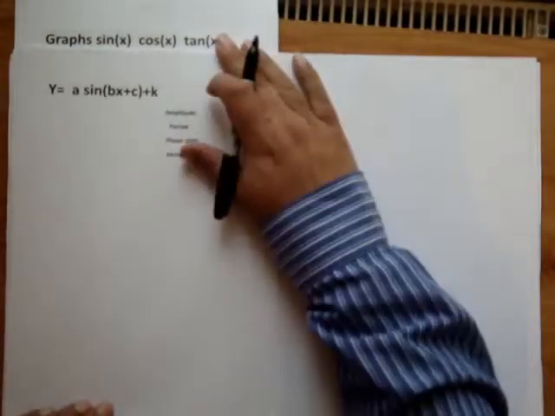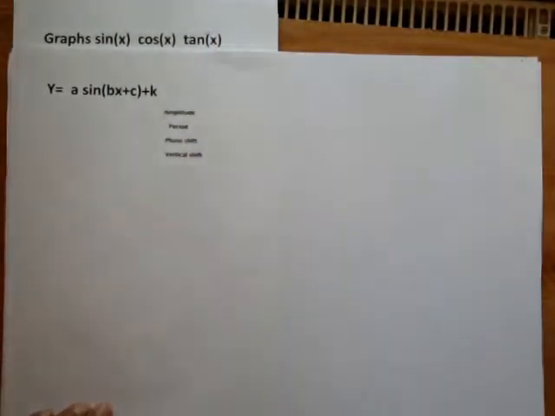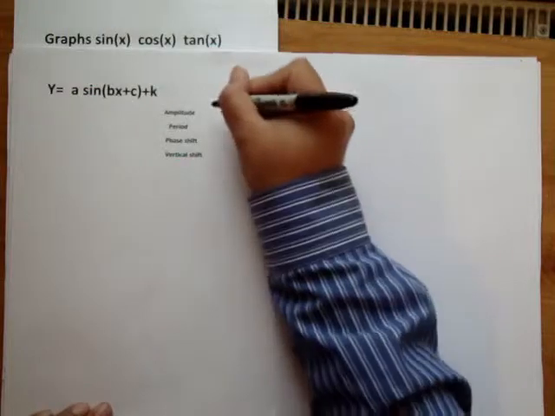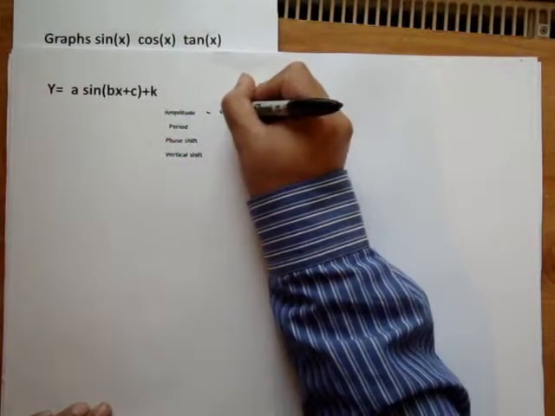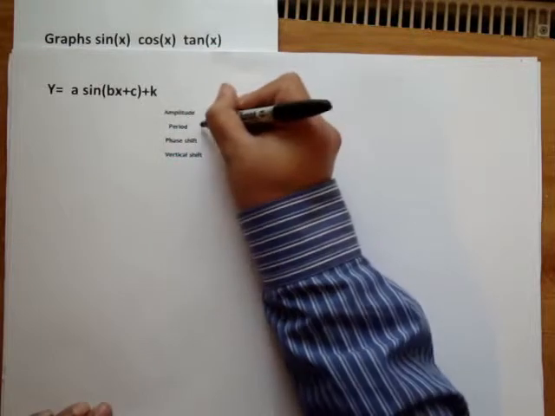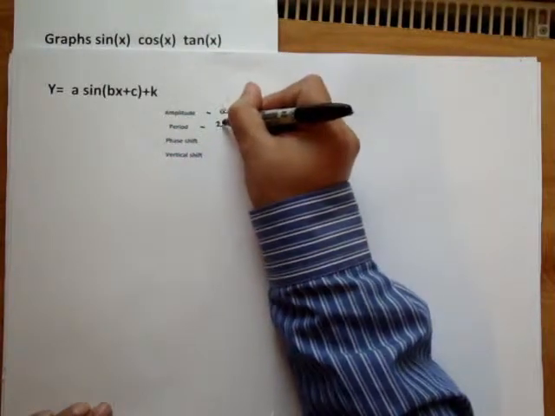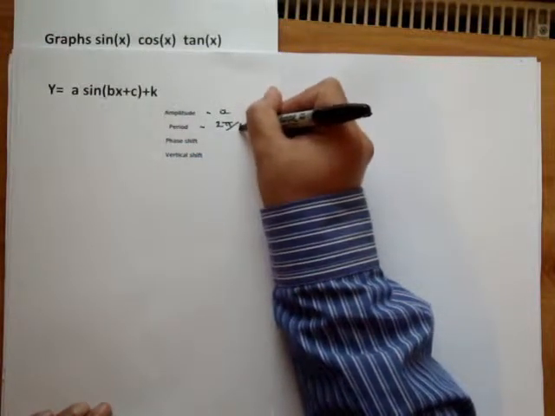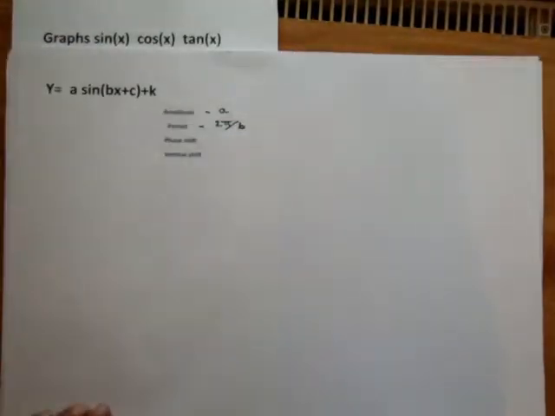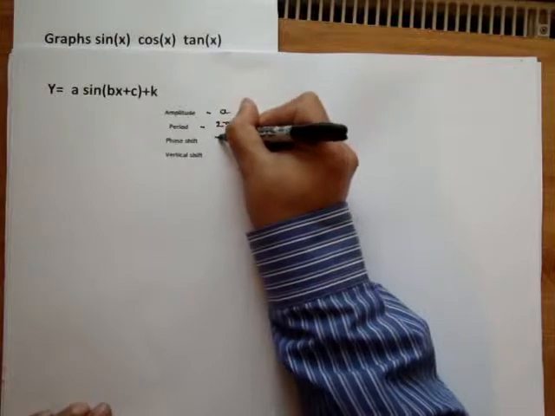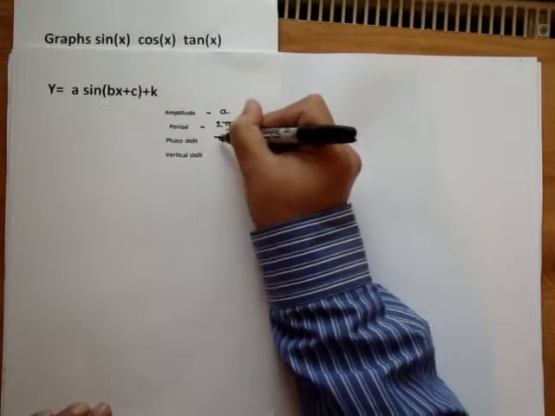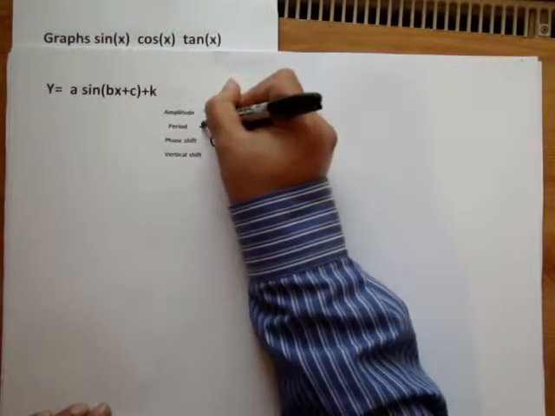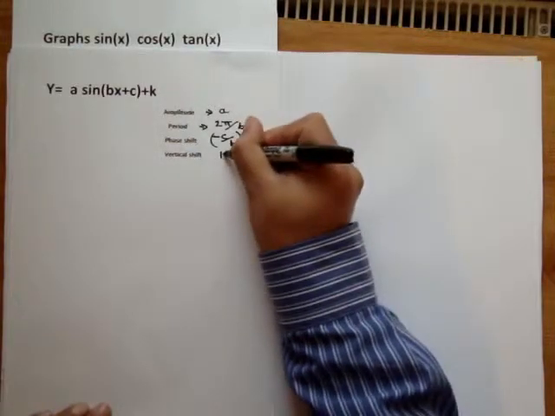When we're asked to sketch a sine curve or a cos curve, we're usually given something in this format, where A is the amplitude, the period is given by the normal period, say it's 2 pi for sine, and we divide that by B. The phase shift is given by minus C over B, and the vertical shift is given by K.